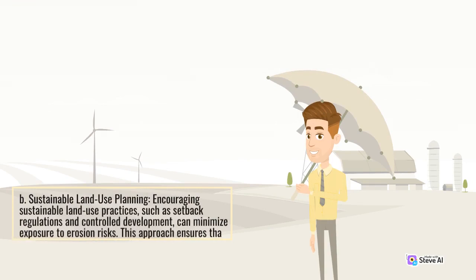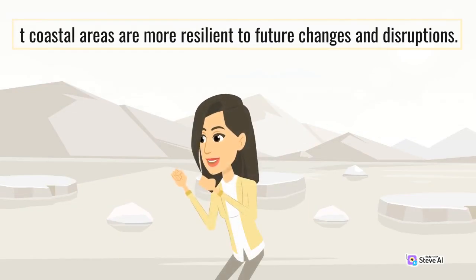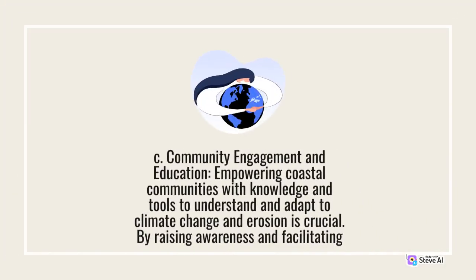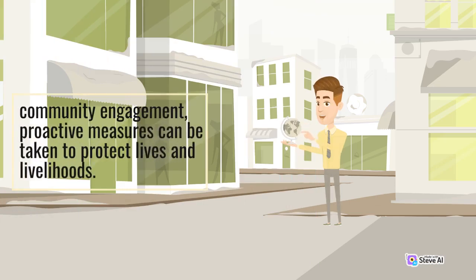B. Sustainable land use planning. Encouraging sustainable land use practices, such as setback regulations and controlled development, can minimize exposure to erosion risks. This approach ensures the coastal areas are more resilient to future changes and disruptions. C. Community engagement and education. Empowering coastal communities with knowledge and tools to understand and adapt to climate change and erosion is crucial. By raising awareness and facilitating community engagement, proactive measures can be taken to protect lives and livelihoods.